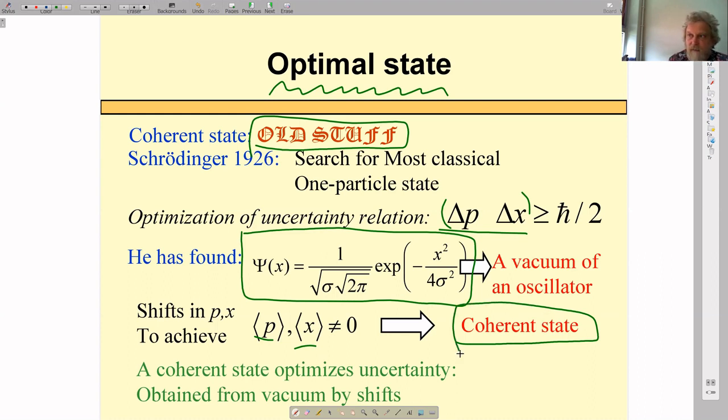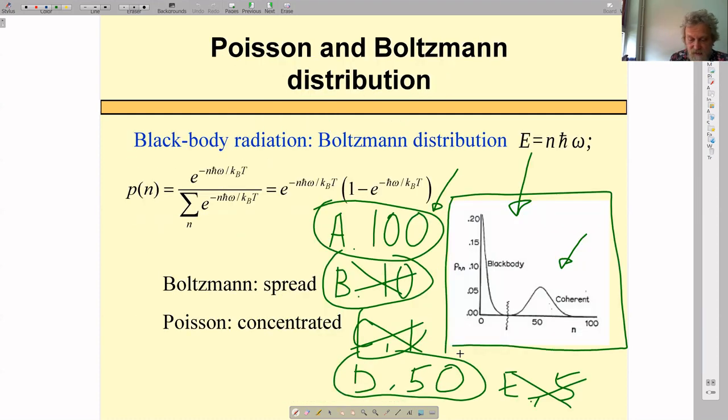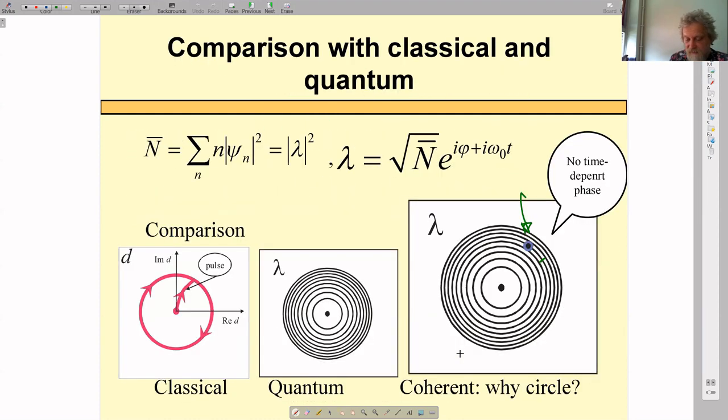So what is the bottom line? Coherent state eventually optimizes the uncertainty for oscillation. So one of the reasons that a vacuum is also a coherent state, and indeed it is a coherent state for lambda equals zero. And all other states can be obtained from vacuum by shifts. Well, that is pretty easy to see from the visualization I gave to you.